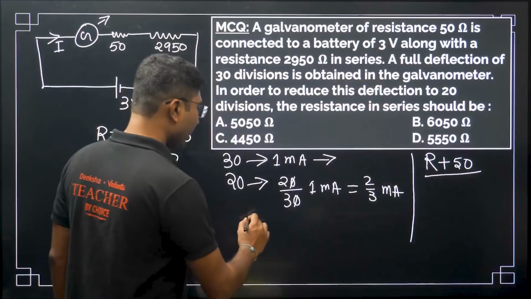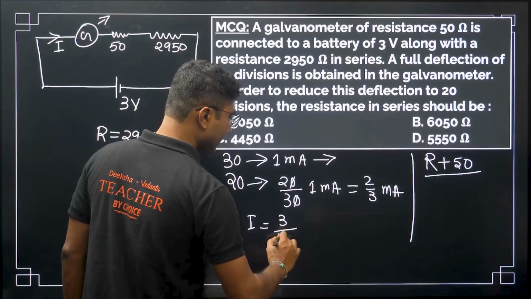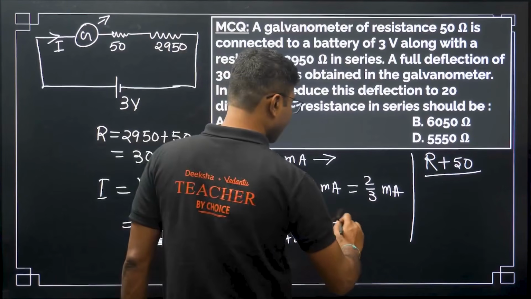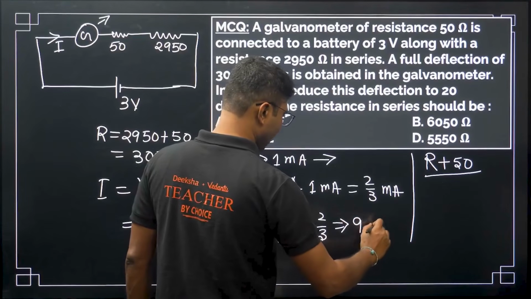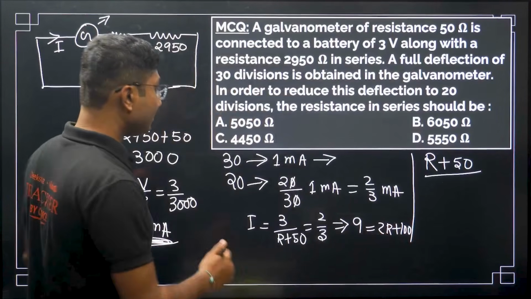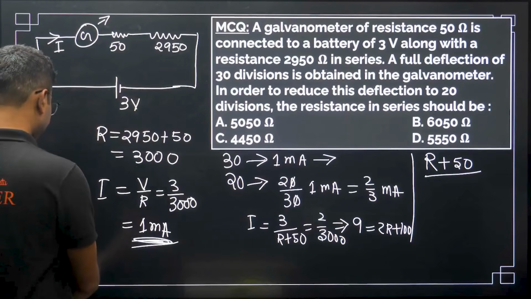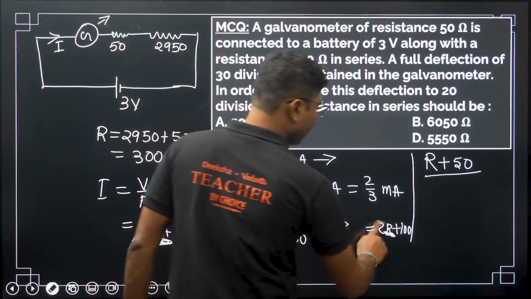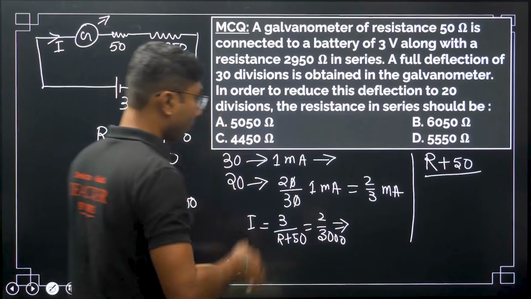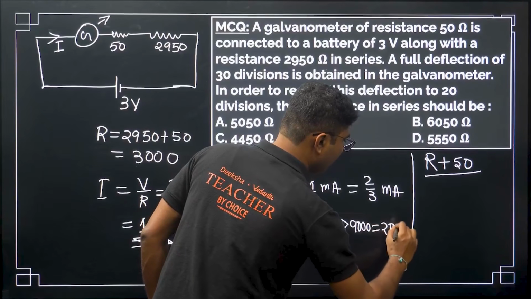So what is the current now? The voltage source is the same, only the resistance has changed, so the current changed. The current is 2/3. Now do the cross multiplication, we get 9 equals 2R plus 100. This is milliampere, sorry, one more thing. It will be milliampere, not simple ampere, so you have to divide it by 1000. So from there we get 9000 equals 2R plus 100.